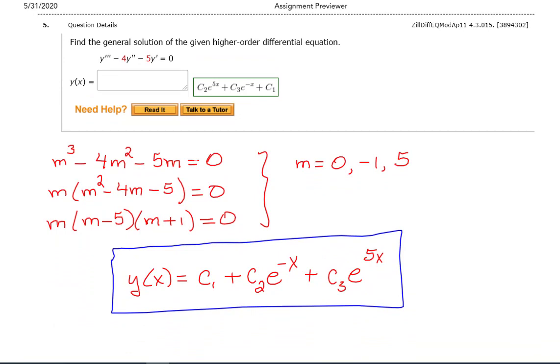Question 5, the same situation applies to higher orders. So here I have m cubed minus 4m squared minus 5m is 0. So I can factor out this common m, and then the part that's left, factor it, and so I get 3 distinct real roots. e to the 0 is 1, so that's where that is, c1 e to the 0, c2 e to the minus x, and a c3 e to the 5x.